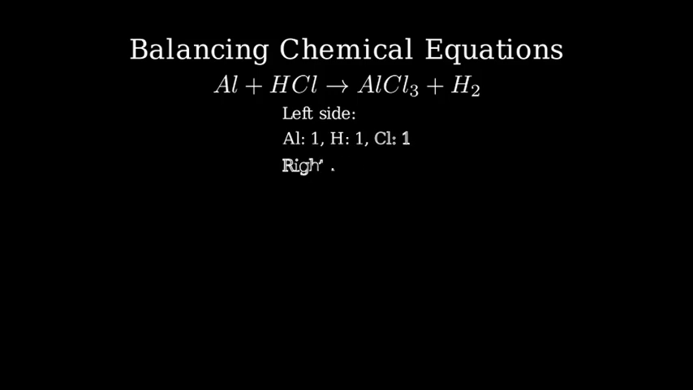To balance this equation, we need to ensure that the number of atoms of each element is the same on both sides of the arrow. Let's start by counting the atoms on each side. Let's start with aluminum. We have 1 atom on each side, so it's already balanced.